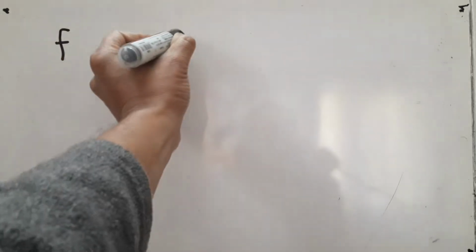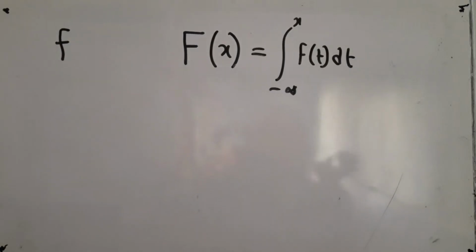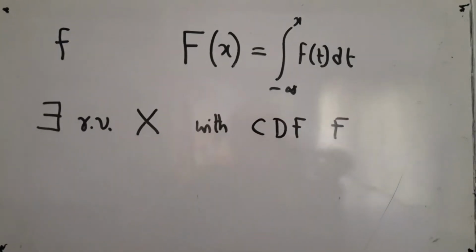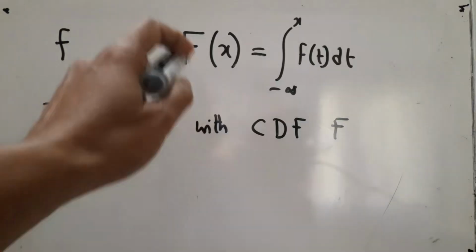So let's continue with the proof. We had a function which had all those properties, total integral equal to 1, non-negative, etc. From that we constructed a function capital F with the definition, and then we showed that this function satisfies all the 4 conditions of the fundamental theorem of probability. Hence we can conclude that there exists a random variable capital X with CDF given by this F.